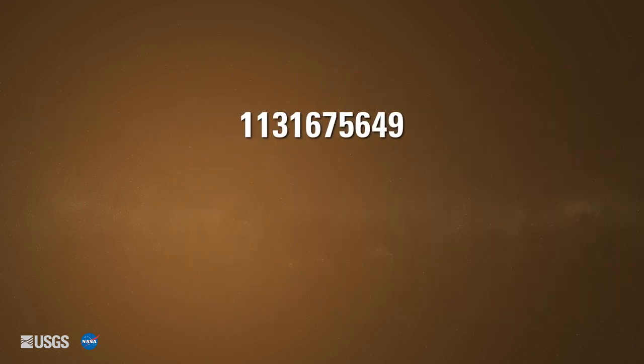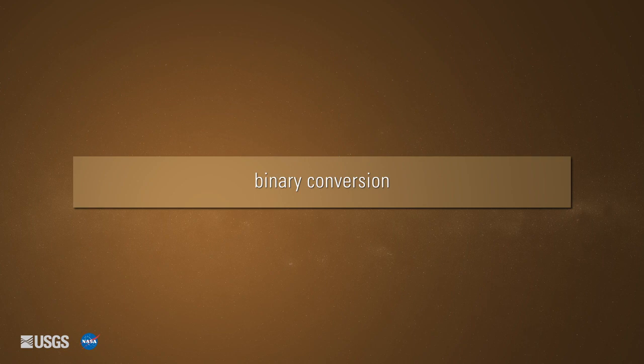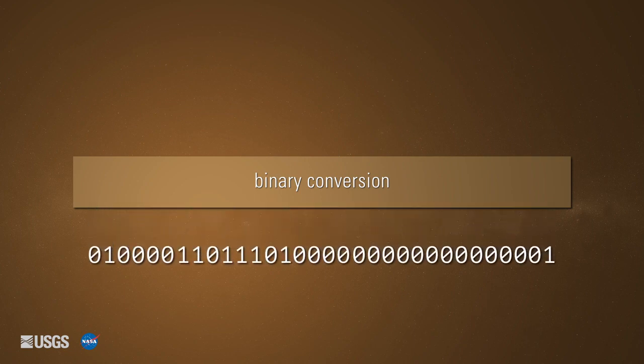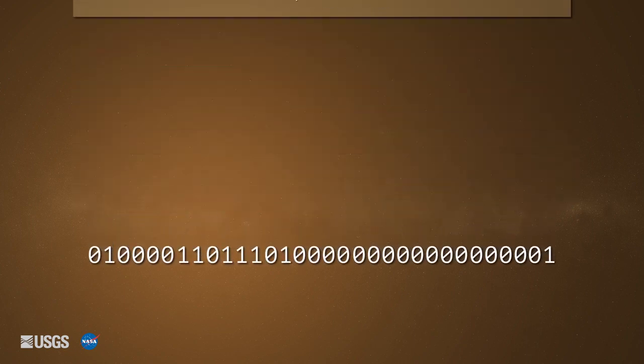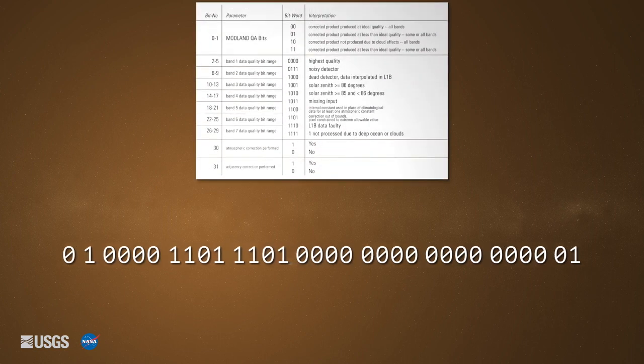Here's the decimal value for one pixel from the 500 meter reflectance band quality. This number will convert to this 32-bit binary value. This can be done using a calculator or conversion tool. Once the binary value is found, the value can be interpreted using the chart. The bit string is read from right to left.